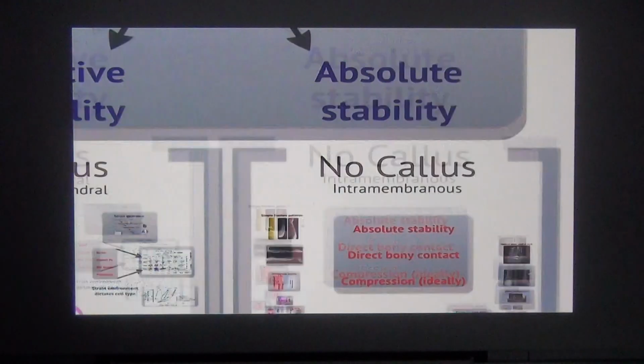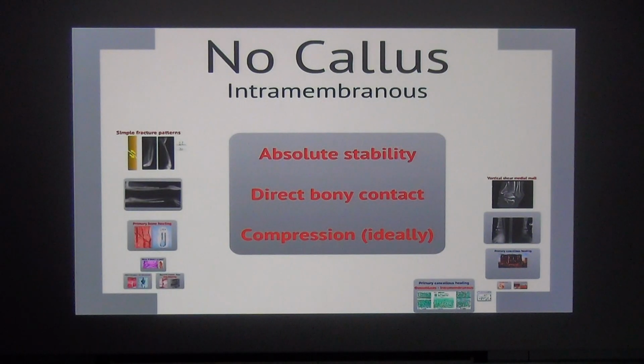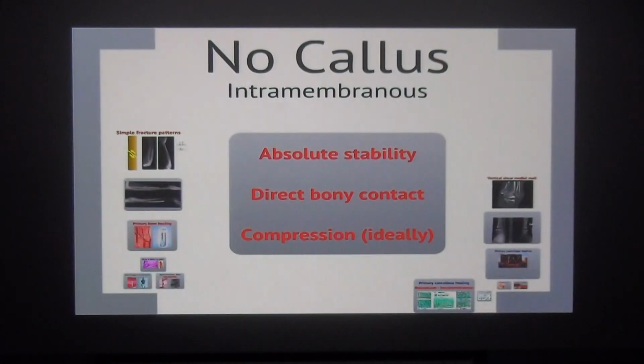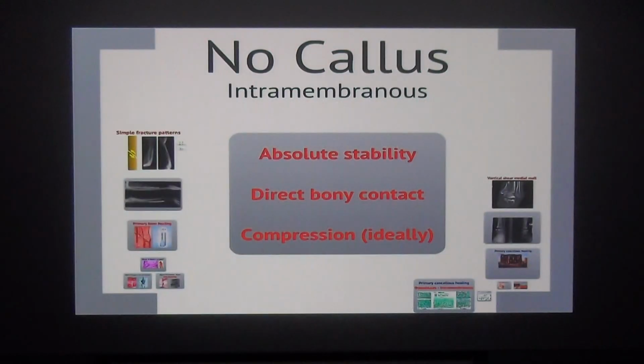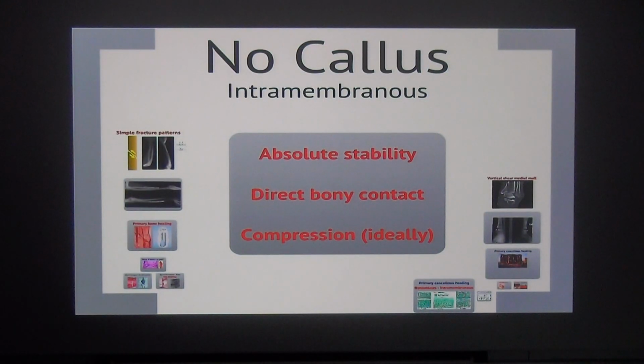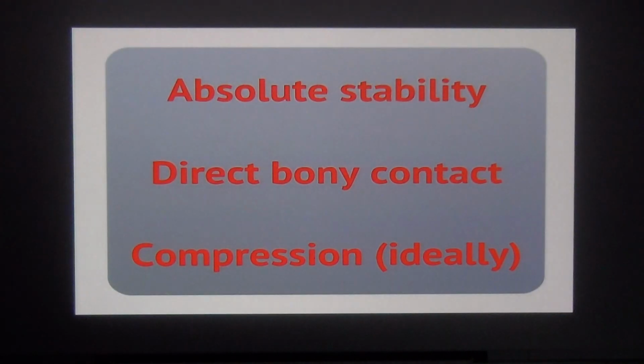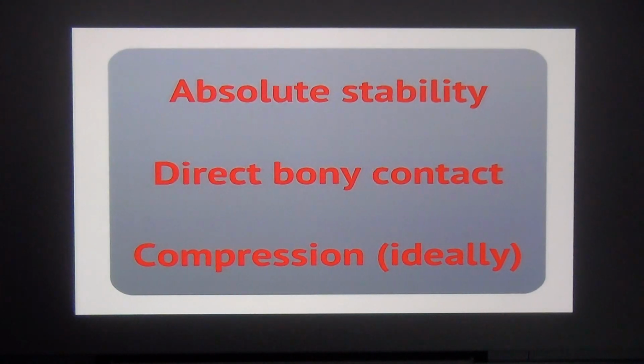Okay, relative stability, callus; absolute stability, no callus. And again we know this from our AO basic course, where if you take two bone ends, you put them together and you squeeze them together really hard so they can't move at all, that's absolute stability, and you get no callus. Why do you get no callus? Because there's no strain, okay? Absolute direct bony contact, ideally compressed together.